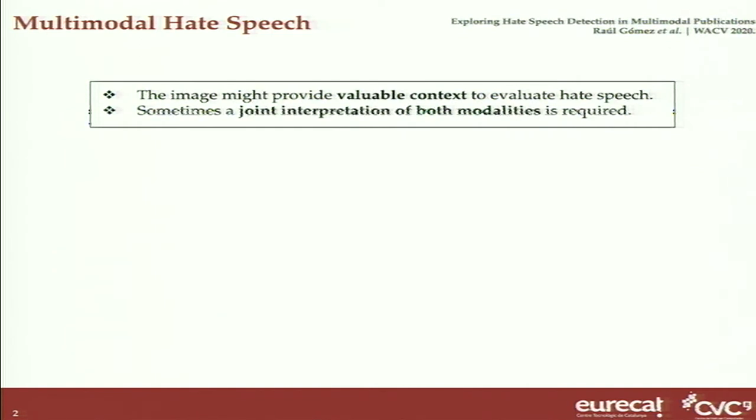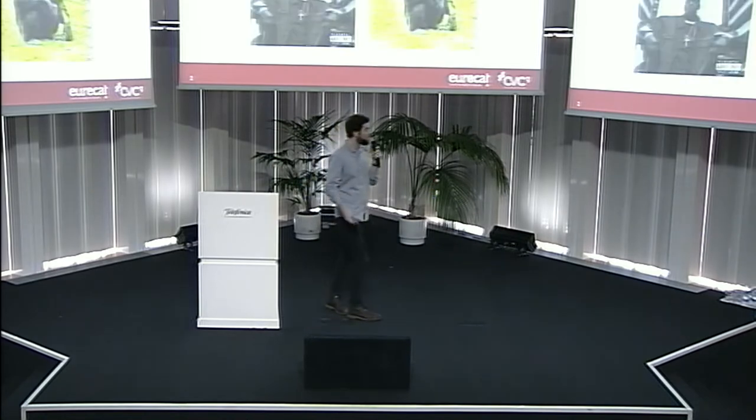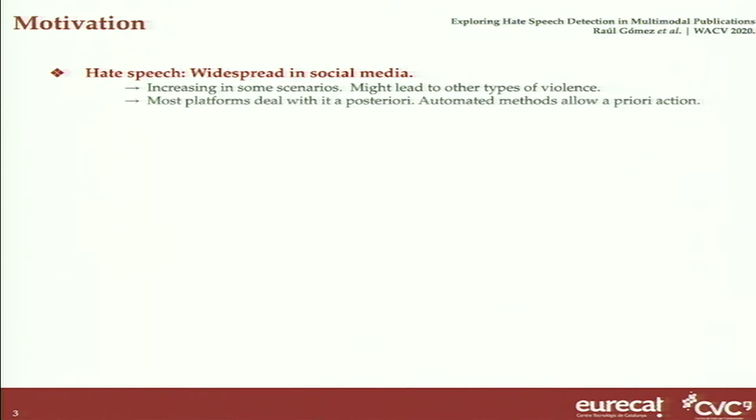So, okay, what is multimodal hate speech then? In some publications formed by an image and a text, the image can provide valuable context to understand if they are hate speech or not. And even in some cases, a joint interpretation of both modalities, the visual modality and the textual modality, is required to decide if they are hate speech. In here, we have two tweet examples where both modalities, the text and the image by themselves, are not hate. But if you put them together, you need to jointly interpret them to decide if they are hate speech or not.